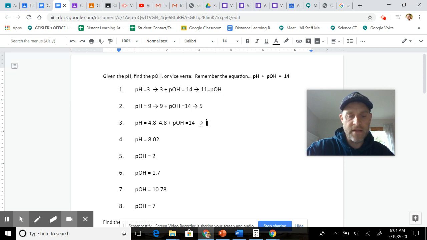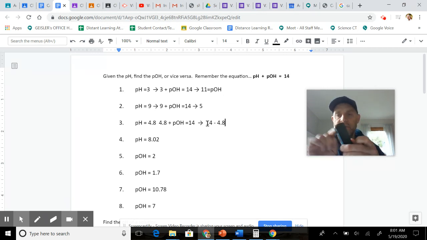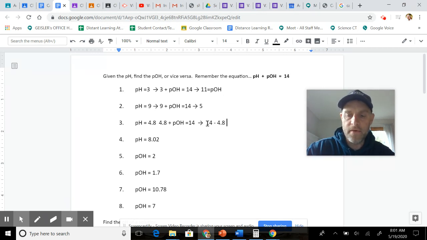Well, just go 14 minus 4.8. Take your old calculator, figure that out. Okay, I think I can do it in my head. I think it's 9.2. That's the POH. So there's the POH.